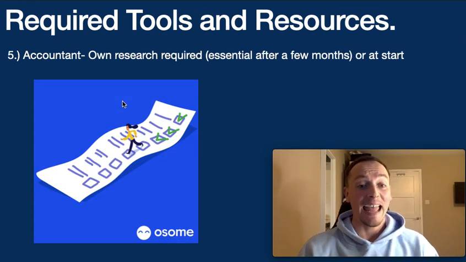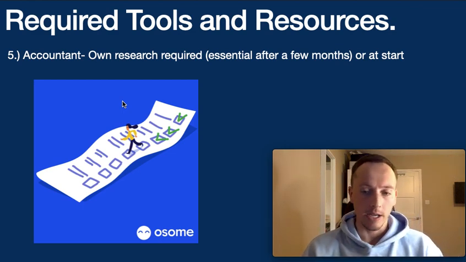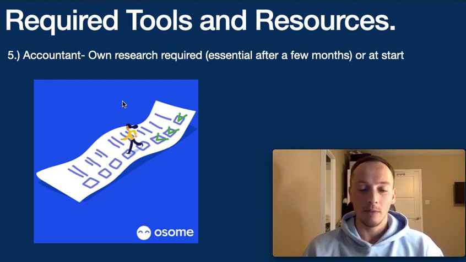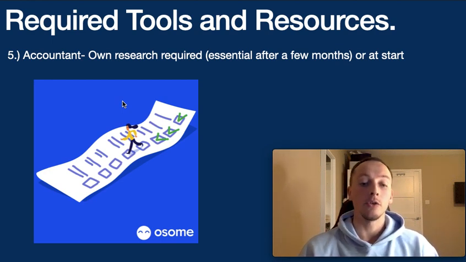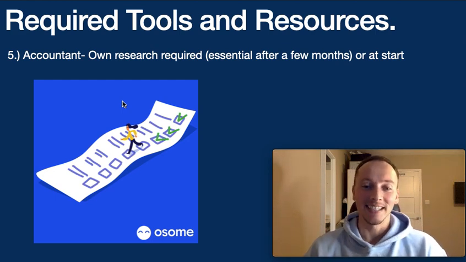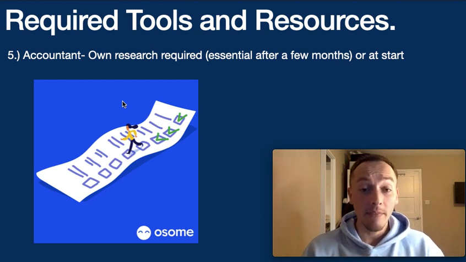So number 5 is Accountant. So you need to do your own research here. Now, depending on when you're watching this video, I use Osmi Accountants, okay? Now, they're some of the top in the UK, and they're the most competitively priced. You need a good accountant if you're going to use one.